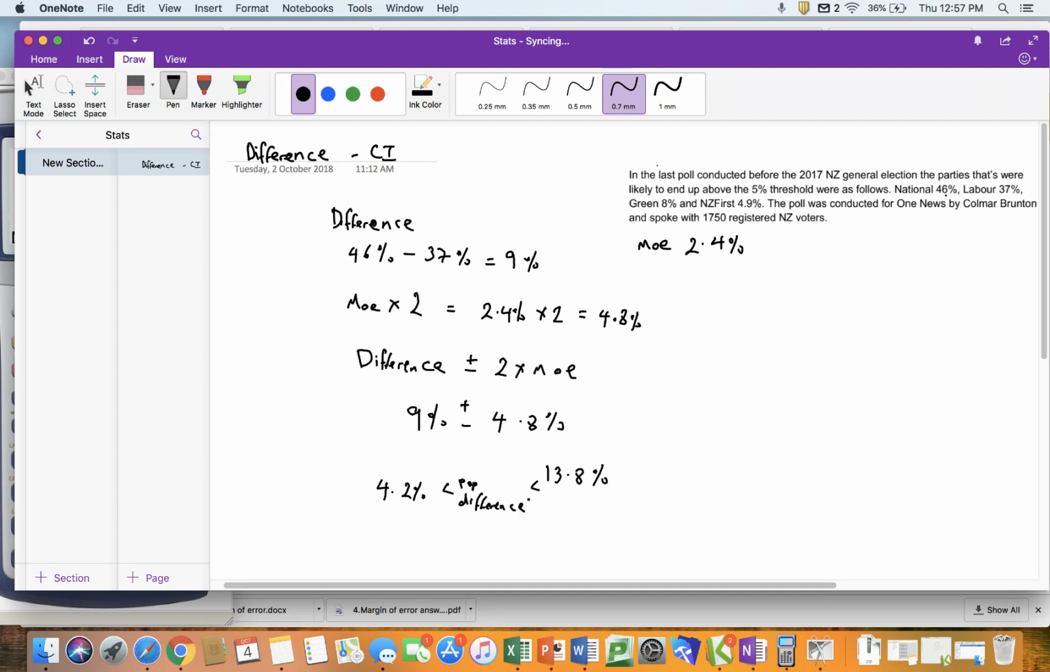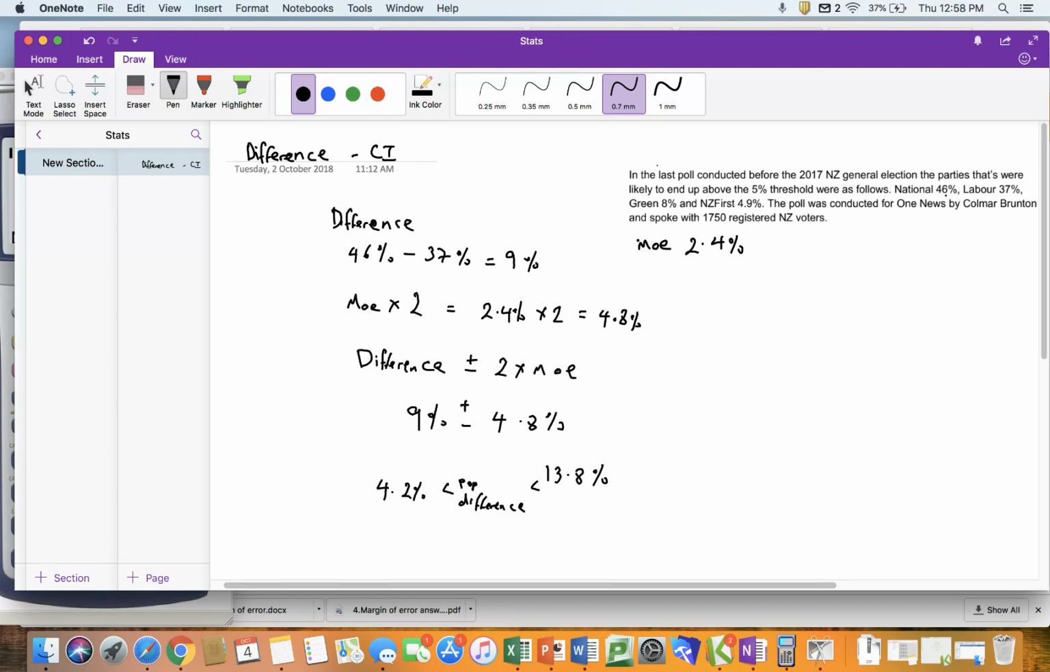Now, I can therefore make a claim, because 0 does not fall inside my range of values for the true population difference, that the higher proportion, or in this case National's percentage, is significantly different from the Labour percentage. So they were always likely to get the larger percentage of votes. Okay? Remember, this is using my 95% confidence interval and using the rule of thumb to work out my margin of error. So if you need to go back and look at how we got those confidence intervals or those margins of error, you need to look at those videos.